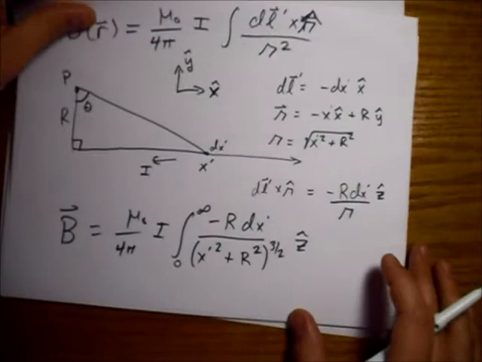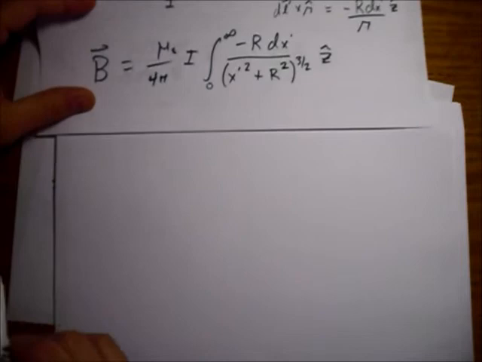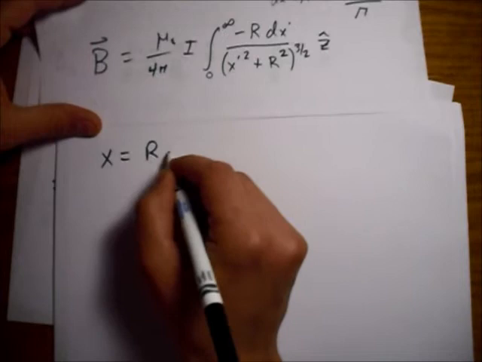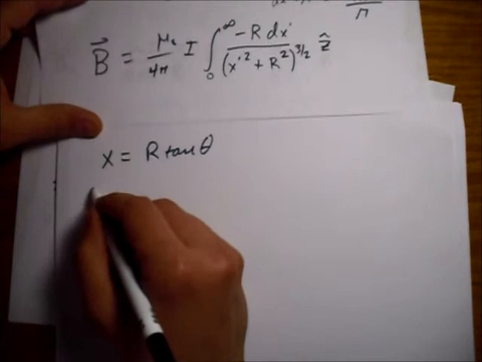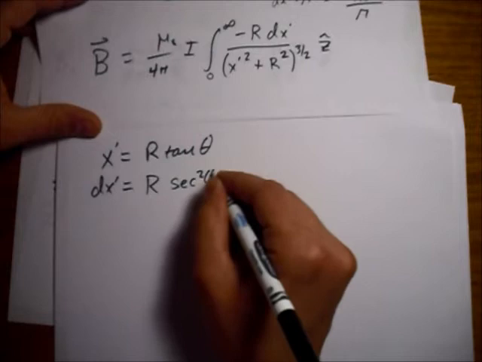And just using this theta here. Okay, so our trig substitution is the same we used in problem 2.3. x equals R tangent of theta. And dx, I guess I'll call these primes, right? We have an R and then secant squared of theta d theta.